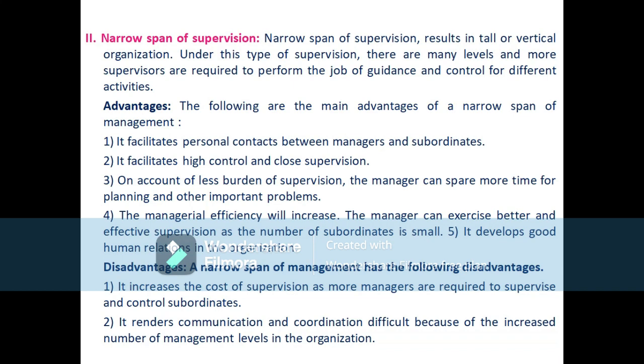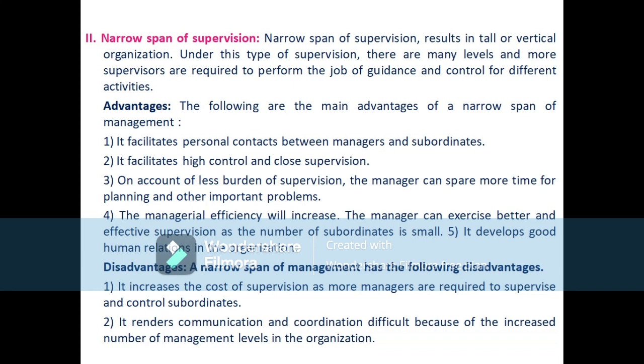Another one is, on account of less burden of supervision, the manager can spare more time for planning and other important problems. Less burden of supervision means more managers are available for the subordinates. So the subordinates will be fewer in number. Guiding or managing 3 to 4 members or 5 to 6 members, he is capable to look over that number of people, and he will have more time. Then he can spare that time for planning or other important problems.